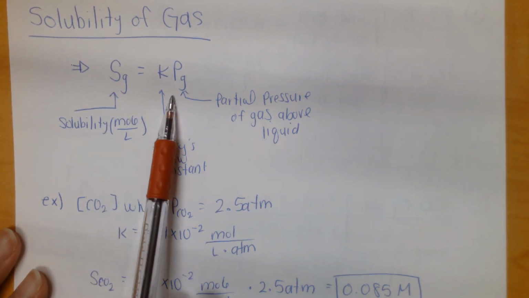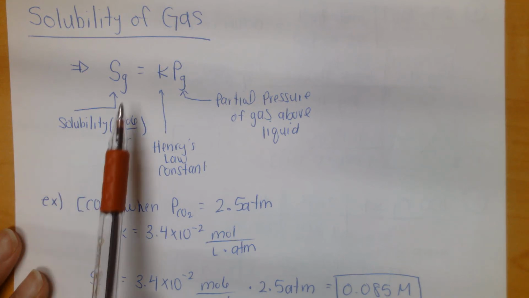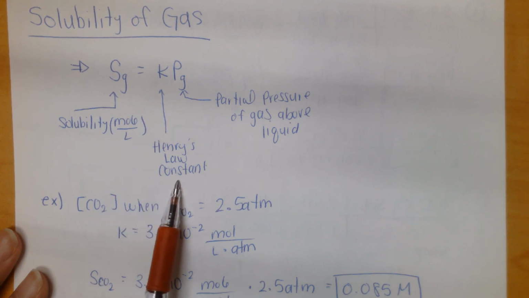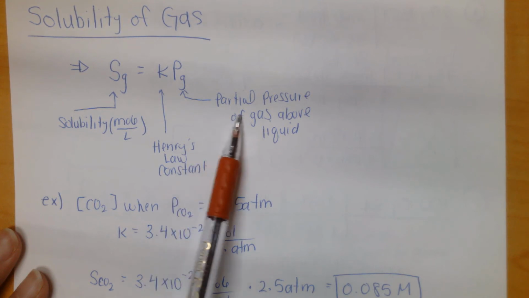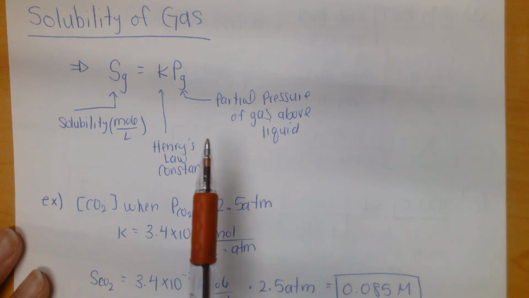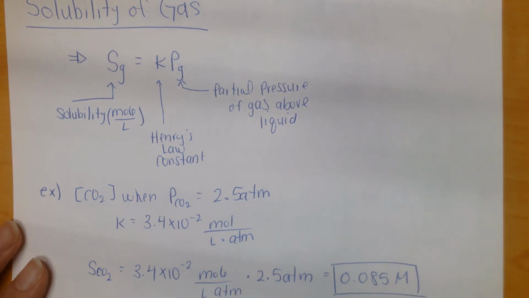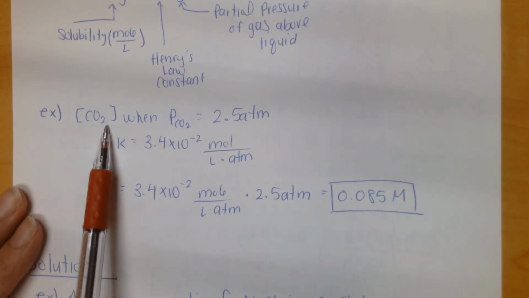Solubility of a gas is equal to what's called a Henry's law constant times the partial pressure of the gas above the liquid. So we say S of the gas, the solubility in moles per liter, equals the constant, which would be given to you or is in a table in your textbook, times the partial pressure of the gas above the liquid. So how much gas we can get to dissolve into a liquid depends on its pressure above the liquid.